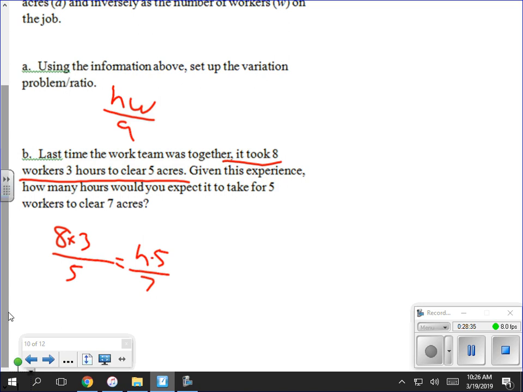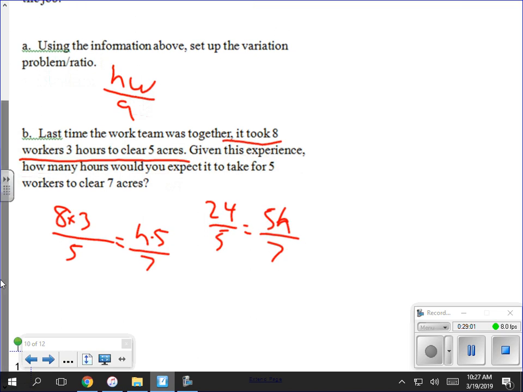Okay, what am I looking for? I'm looking for H in the second one. So 8 times 3, 24 over 5 equals 5H over 7. Cross multiply. 24 times 7, 140 plus 168. Yeah. Not bad. So I get 168 is equal to 25H. H equals 168 over 25.